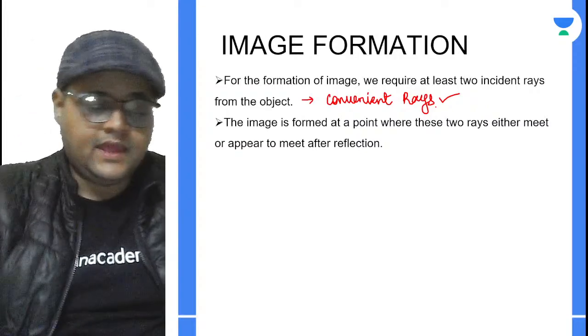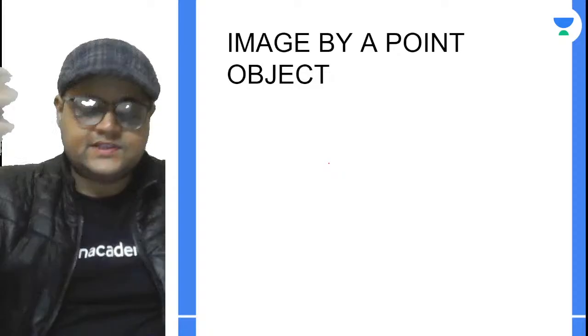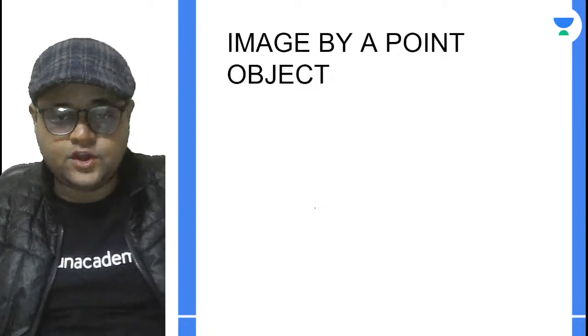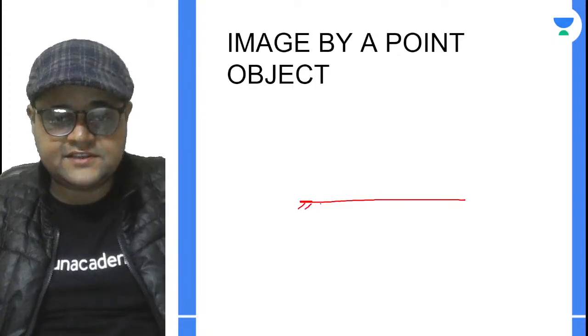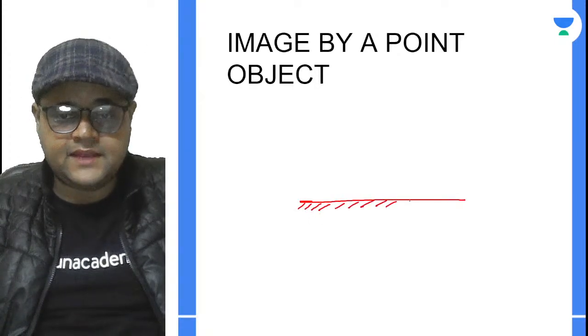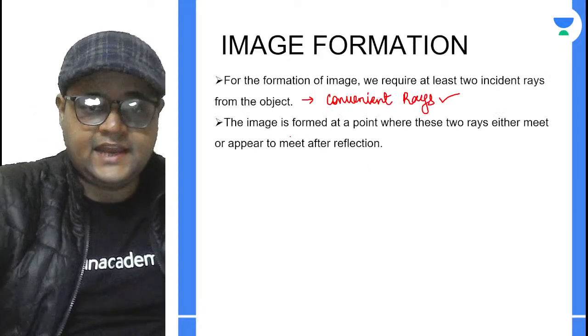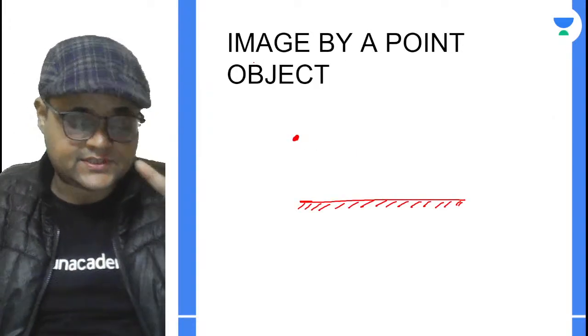And how does it happen? We'll discuss it for a point object, and then we'll be discussing it for an extended object. See, how does it happen? Let us first consider a plane reflecting surface, or maybe a plane mirror. This is a plane mirror, and this happens to be a point object. Now in the previous slide I told you that we need two rays.